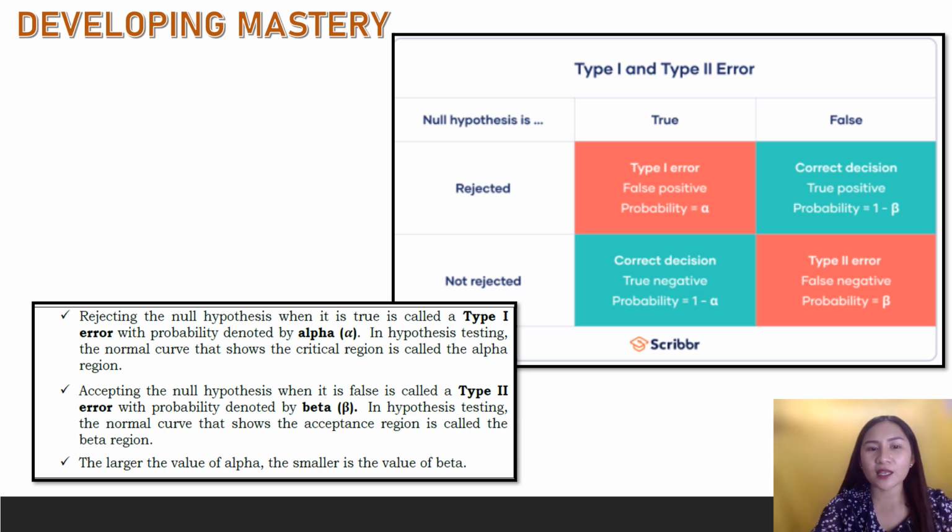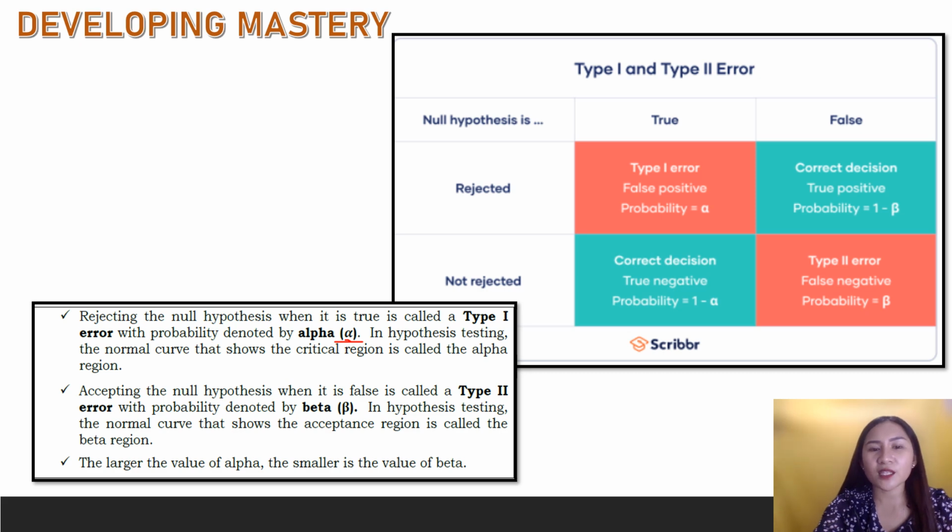Rejecting the null hypothesis when it is true is called a type 1 error. Again, rejecting the null hypothesis when it is true is called a type 1 error, with probability denoted by alpha. In symbol, that is the symbol. In hypothesis testing, the normal curve that shows a critical region is called the alpha region.